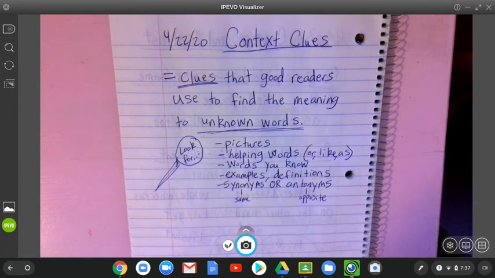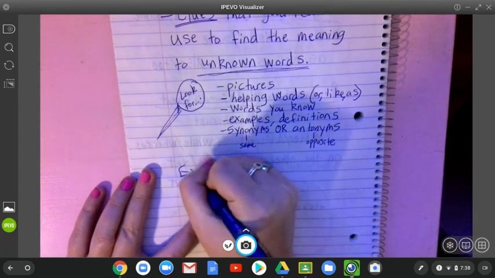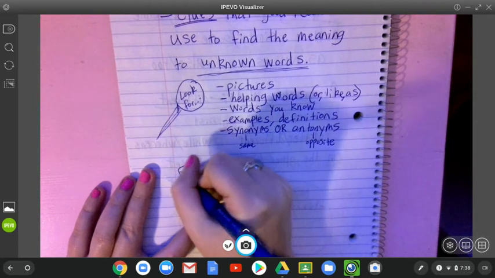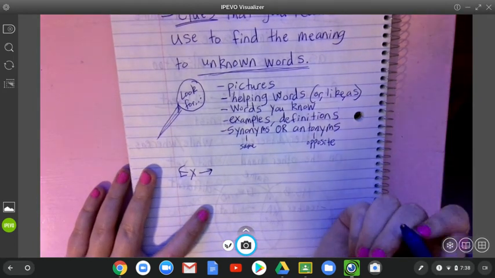I'm going to give you one example we're going to put on this page, and then the last part of our video is going to be the example from the text. So I'll do one of those for you. The one we're going to focus on for 5th grade is the use of making an inference, or drawing an inference. So let's just do an example here. EX stands for example.